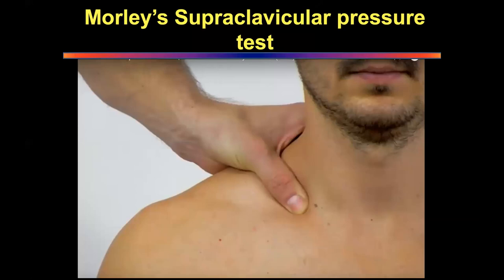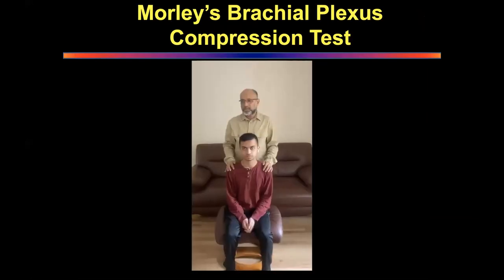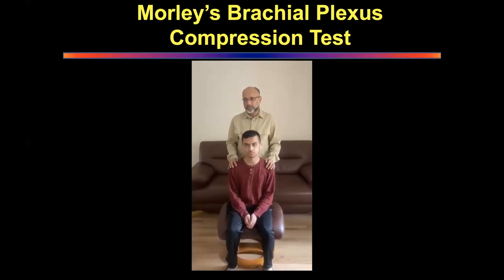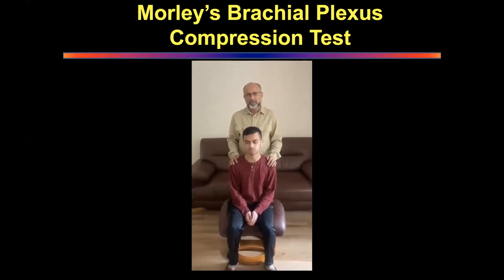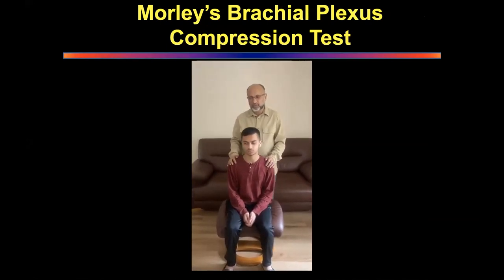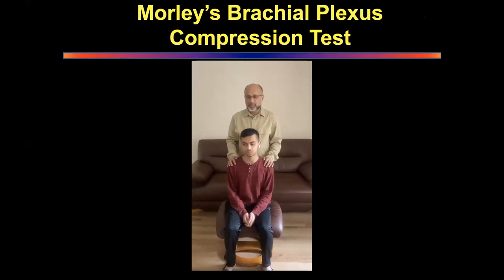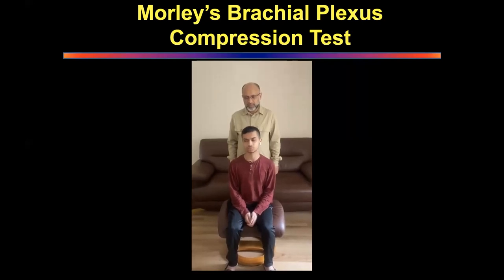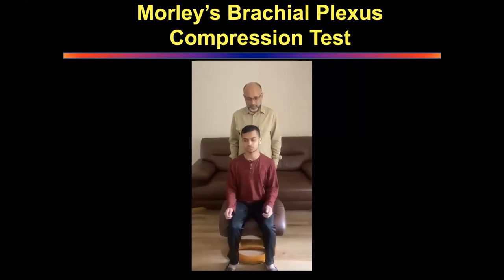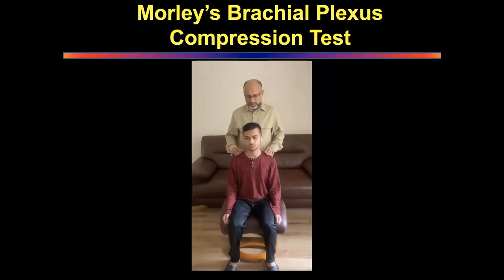Okay, so the next test is called the Morley supraclavicular release test, or the brachial plexus compression test, which compresses the neurovascular bundle in the supraclavicular fossa. No diagnostic accuracy studies have been conducted reporting specificity or sensitivity. Hence, the clinical value remains questionable. To perform the test, have your patient sit upright with the arms at the sides of the body. The examiner then compresses the supraclavicular fossa for 30 seconds.